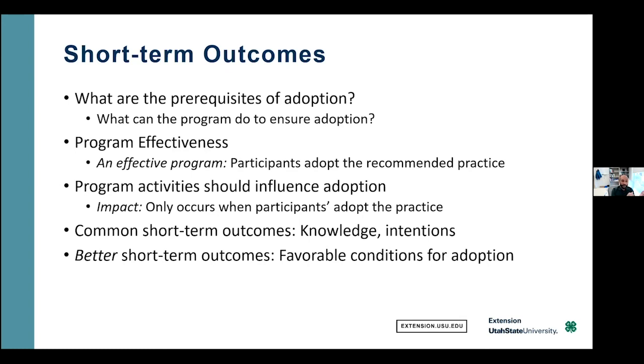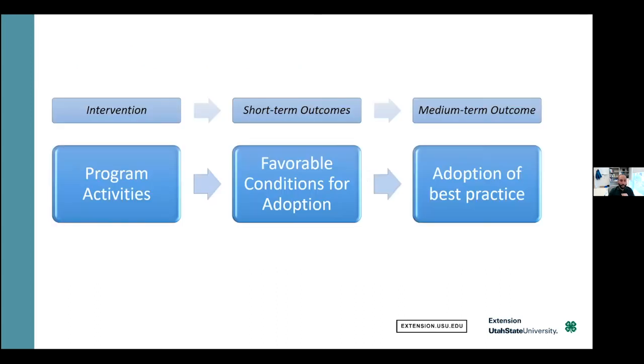So when we're thinking about short-term outcomes, always think about what are the favorable conditions for adoption, what needs to happen before people change their behavior. And those would be the antecedents or the prerequisites of adoption. So let's look at it in a linear way. Have program activities. We understand what we want our participants to do, that short-term outcomes connect those two things. What needs to happen before adoption?